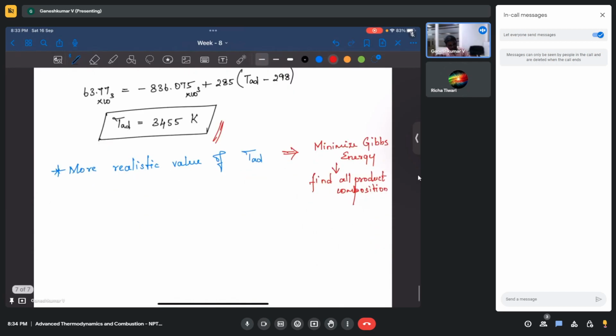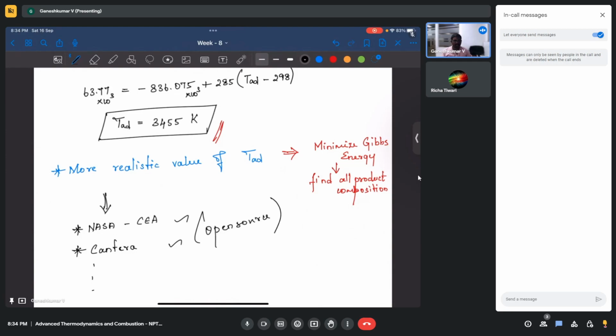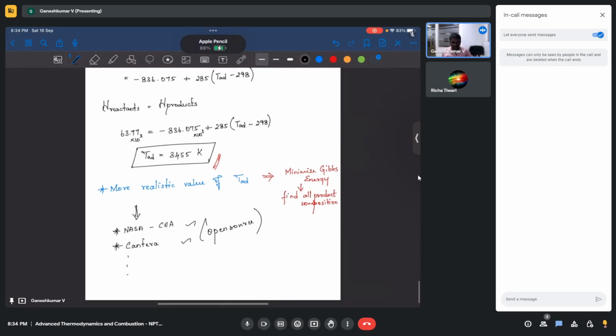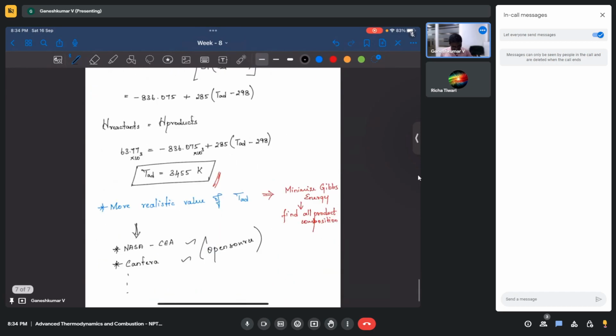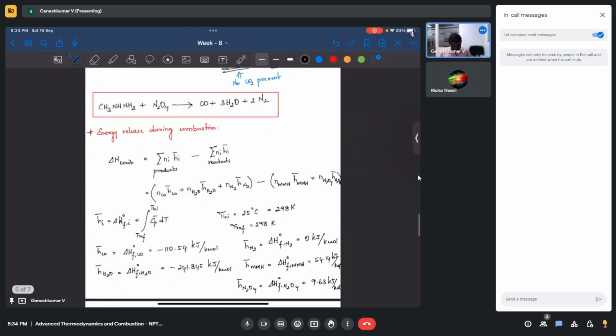So that's why we use certain software like NASA CEA. Have you heard about NASA CEA, Richa? No, sir. NASA CEA, and we have Cantera, we have other software like this. NASA CEA and Cantera are open source. It is easy, it is not licensed. Anyone can use it, and it is available online also. So I will try to show you how to do this adiabatic flame temperature calculation. Would you be interested to know that?